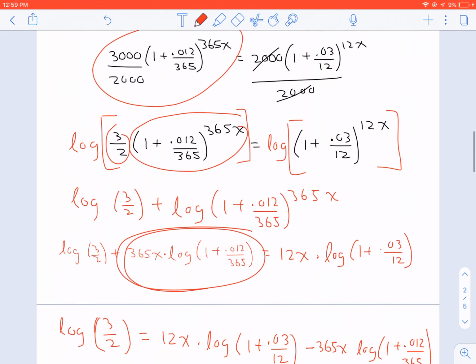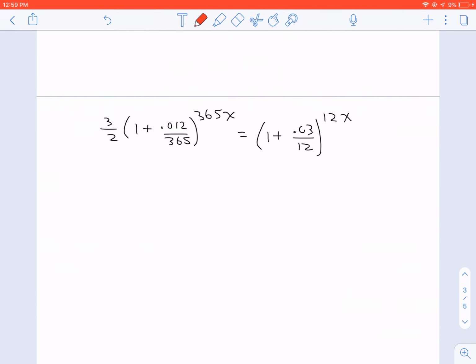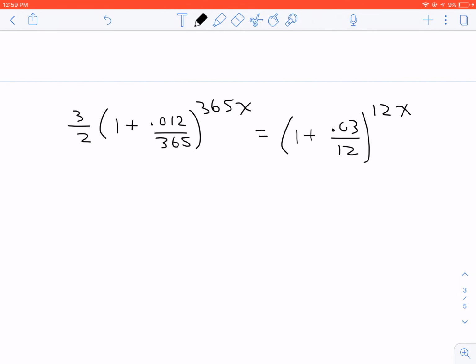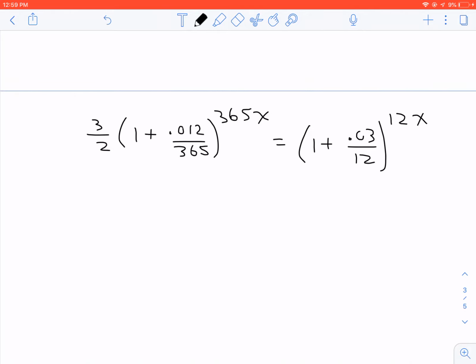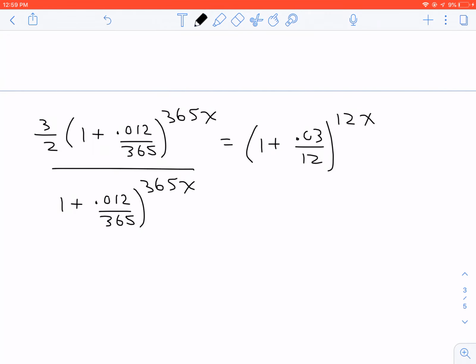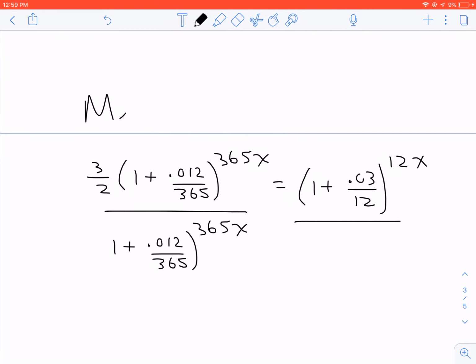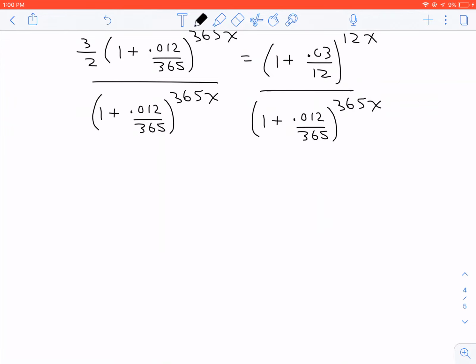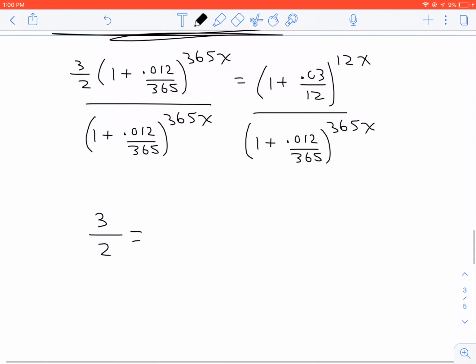But here is something else we could do, which is actually much easier than the other version. So instead of taking the log of both sides at this point, another thing we could do is divide both sides by all of that. So I'm going to divide both sides by this instead. Alright, so this is method number 2. And this is going to be the easier method. Alright, so I will divide both sides by this. And so what I get is 3 over 2 equals all of this.